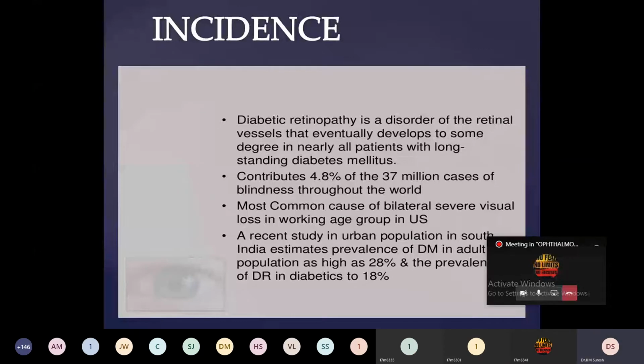A recent study in urban population in South India estimates the prevalence of diabetes mellitus in the adult population as high as 28%, and the prevalence of diabetic retinopathy in diabetics to an extent of 18%. That makes it important to study in detail diabetic retinopathy, clinical features, and various modalities for treatment of diabetic retinopathy.